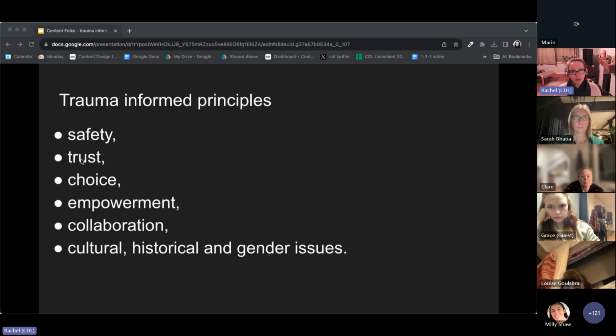So depending on who you ask, there are 5 or 6 principles to trauma-informed practice. We're going to go with all 6. And they are safety, trust, choice, empowerment, collaboration, and cultural, historical, and gender issues. And this last one is the one that sometimes isn't included, but we're going to touch on it today. And we'll talk through all of these in order and what they mean.